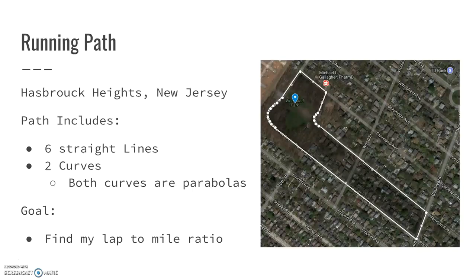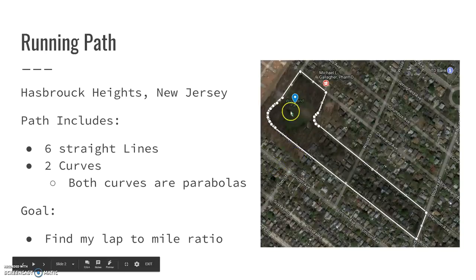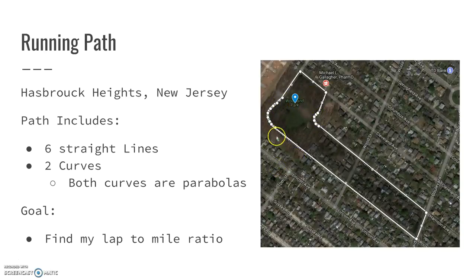So the path includes 6 straight lines, one on Cleveland Avenue, one along the trail, one along Roosevelt Avenue, one along Harrison Avenue, and one along the boulevard. There are also 2 curves, which are both parabolas, the bigger curve being a combination of the Woodland Park Trail and Roosevelt Avenue, and the smaller curve being comprised of Harrison Avenue.